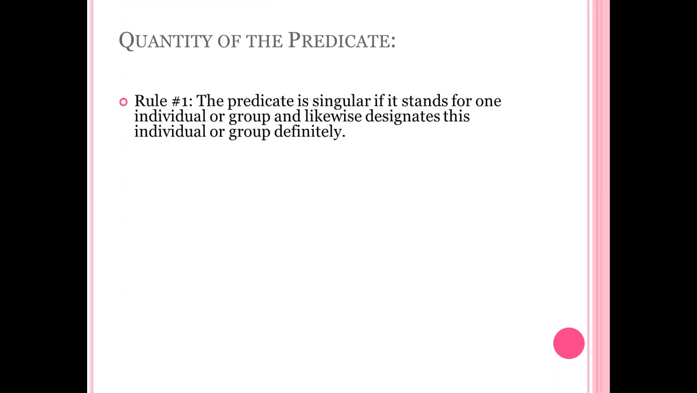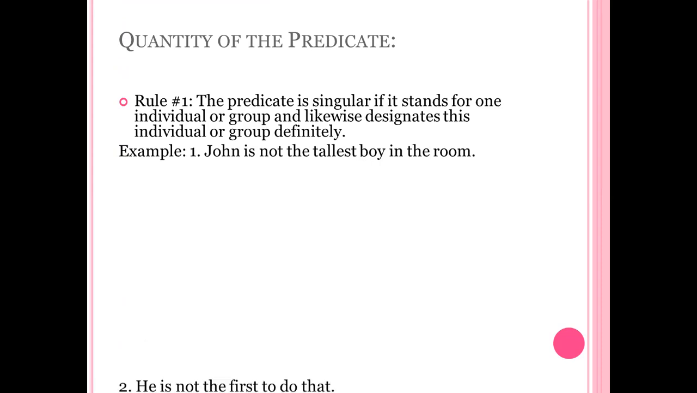So, to determine the quantity of the predicate, we have some rules. Rule number one, the predicate is singular if it stands for one individual or group, and likewise designates this individual or group definitely. So, example, John is not the tallest boy in the room. And another example, he is not the first to do that. So basically, for this one, the predicate is singular. We could see that.